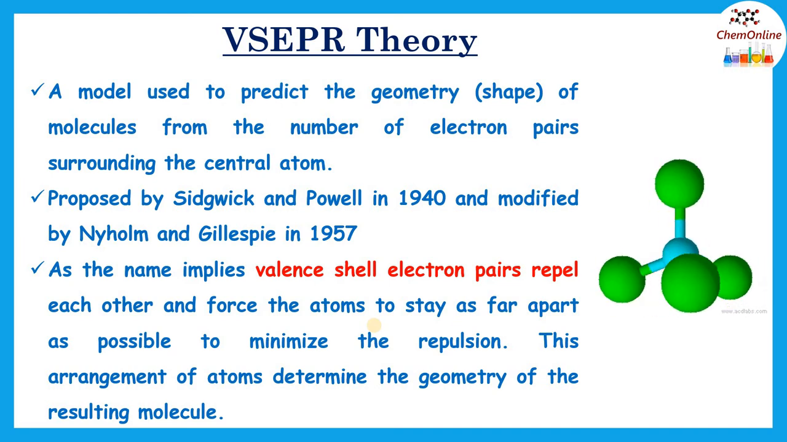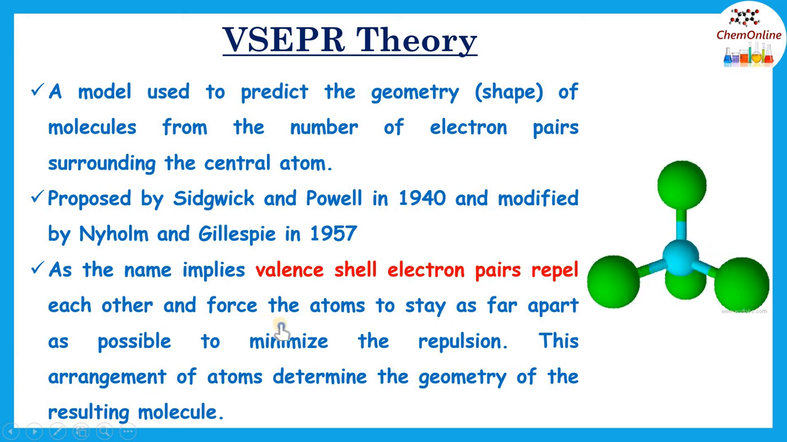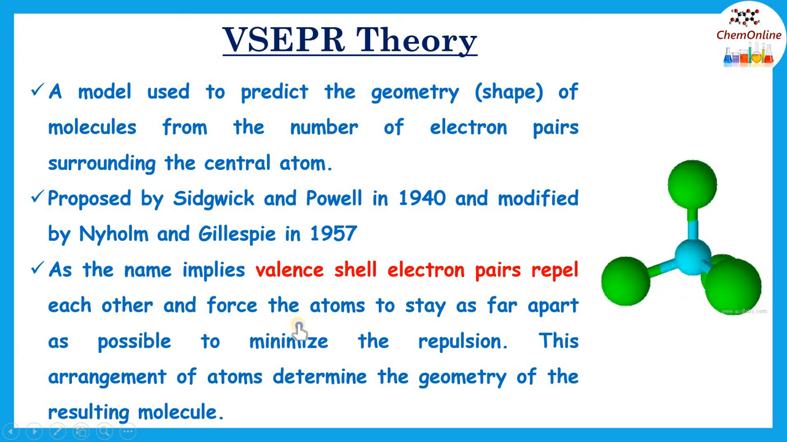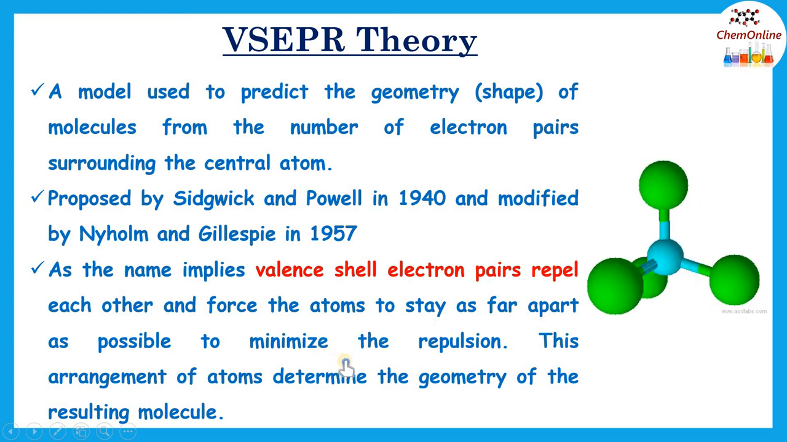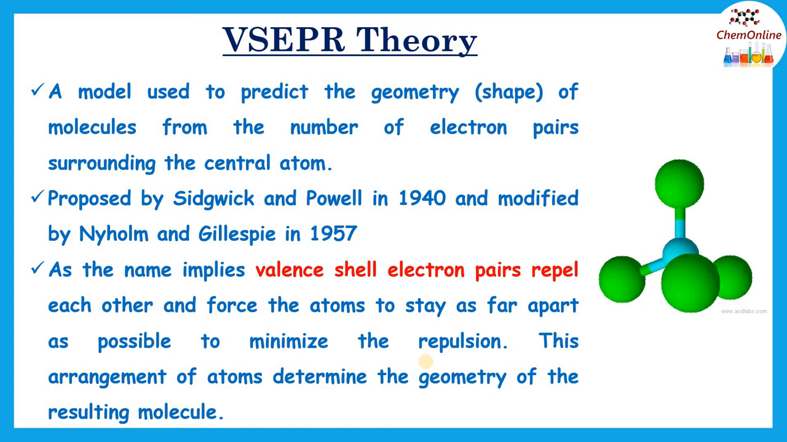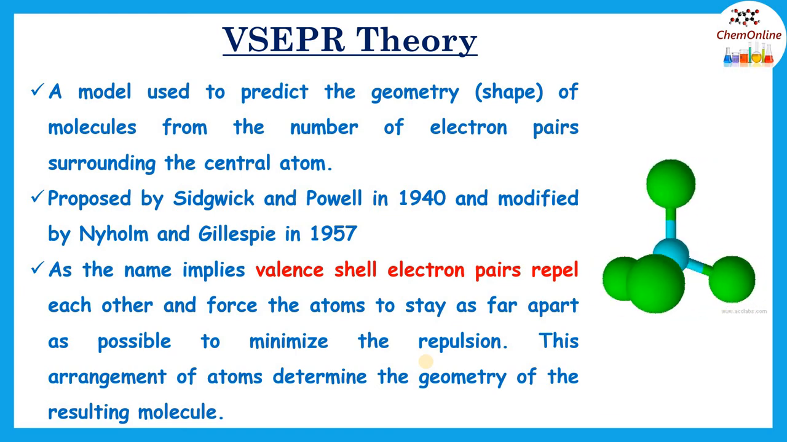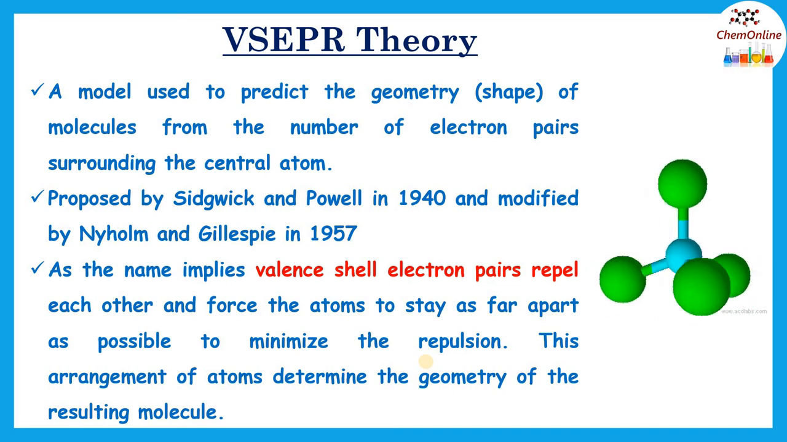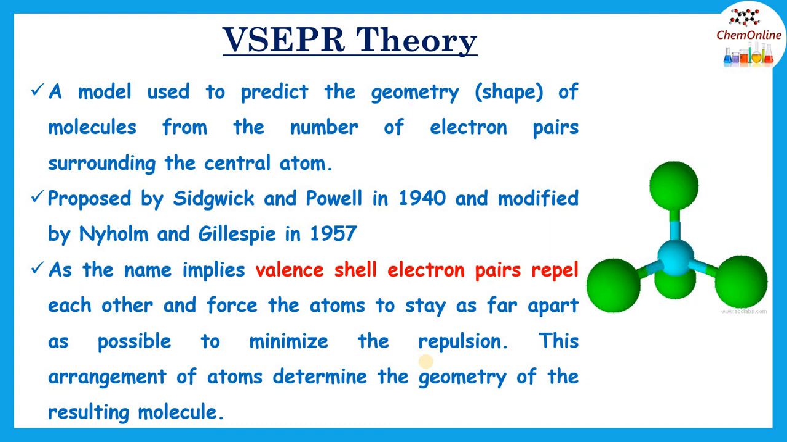That is, the valence shell electron pairs repel each other. And this repulsion forces the atoms to stay as far apart as possible to minimize the repulsion. Minimizing the repulsion means the energy will be lower so that it will attain a stable configuration. This arrangement of atoms will determine the geometry of the resulting molecule.